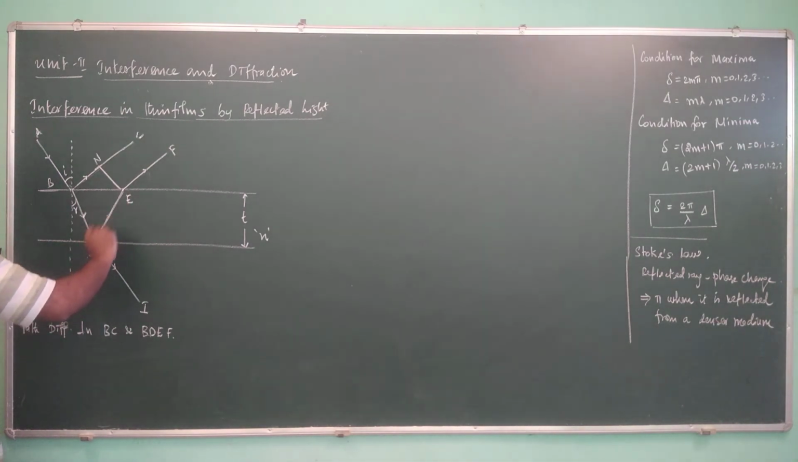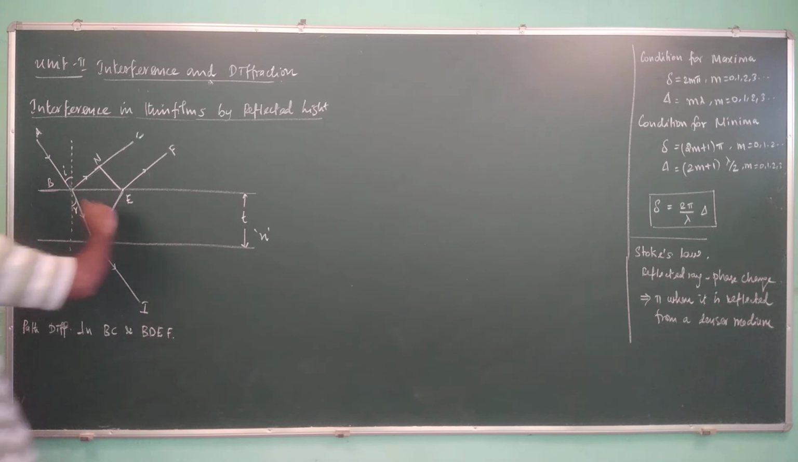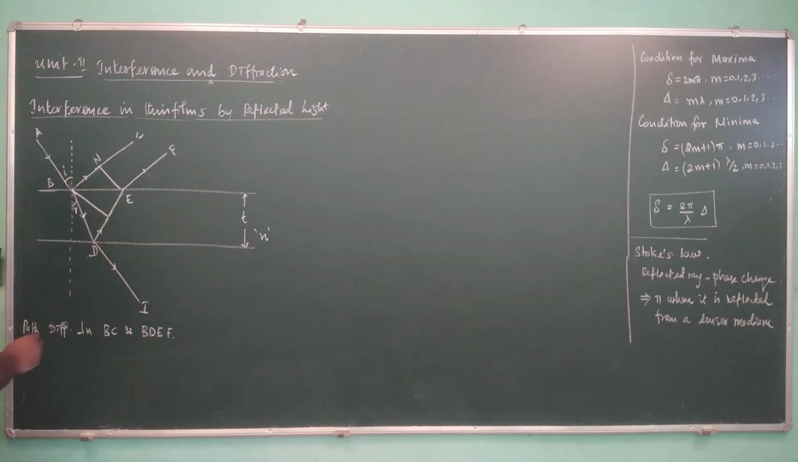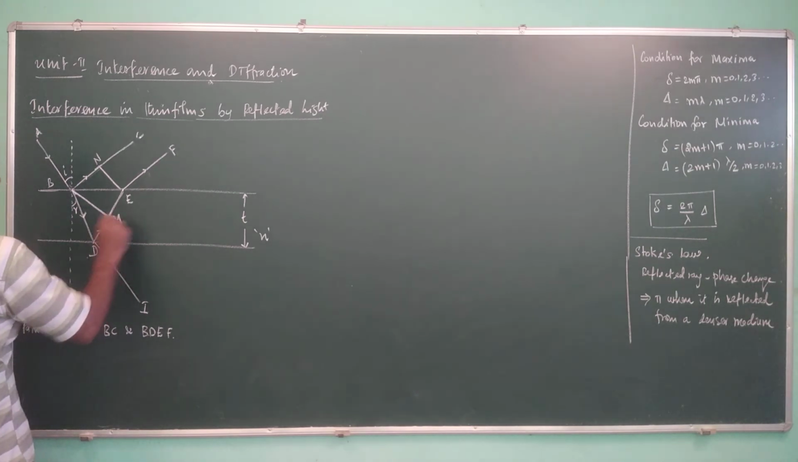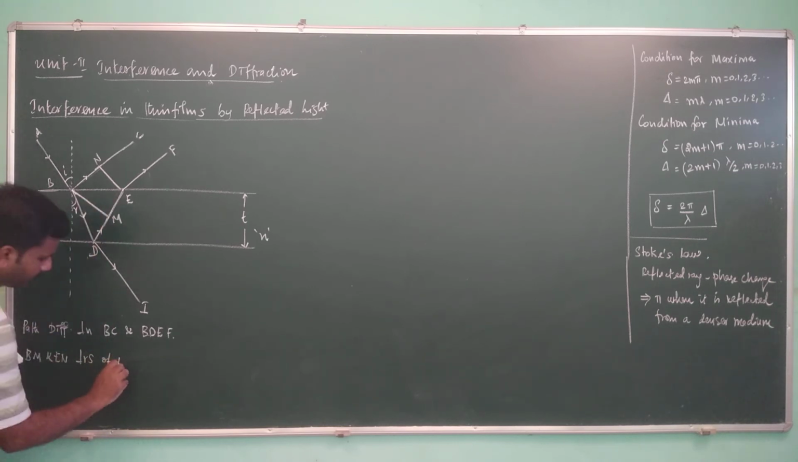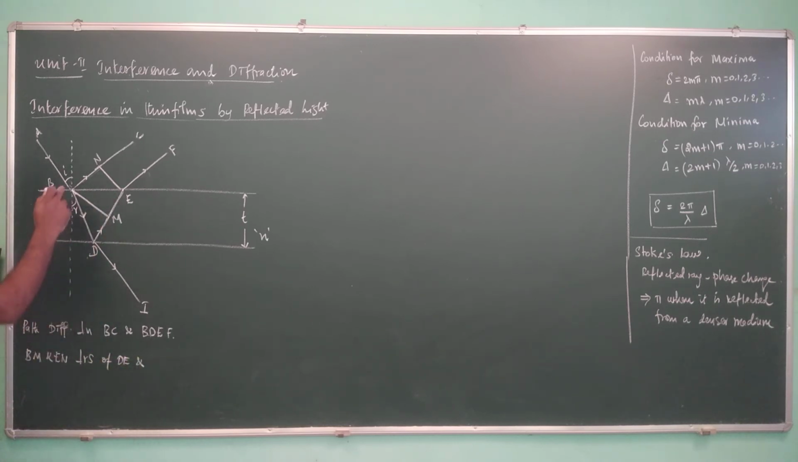So that when you draw a perpendicular it should meet the point B. Let's draw another perpendicular like this. Let's put M at this point and N at this point. So BM and EN are the perpendiculars. BM is the perpendicular of DE and EN is the perpendicular of BC.